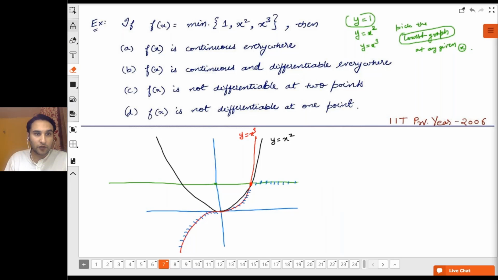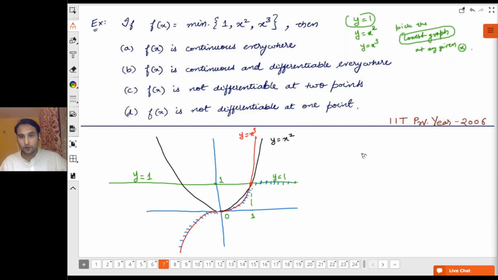Again, see carefully. Between black, green, red, which one is lower? If you are coming from minus infinity to 0, you realize that red is the lowest graph, or x cube is the lowest graph. After that, between green, black, red, again red is the lowest one because between 0 to 1, we know that x cube is lowest, then x square, and this is 1. And after that, red, black, green, the green one is the lowest.